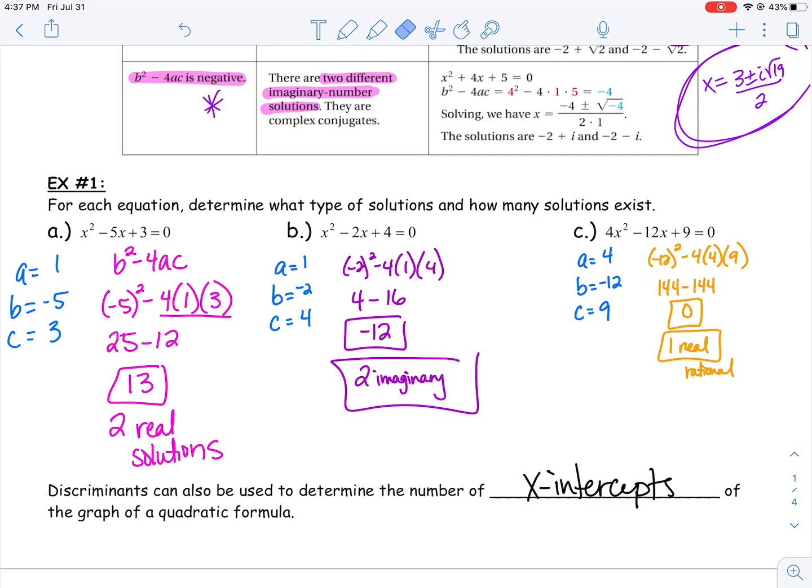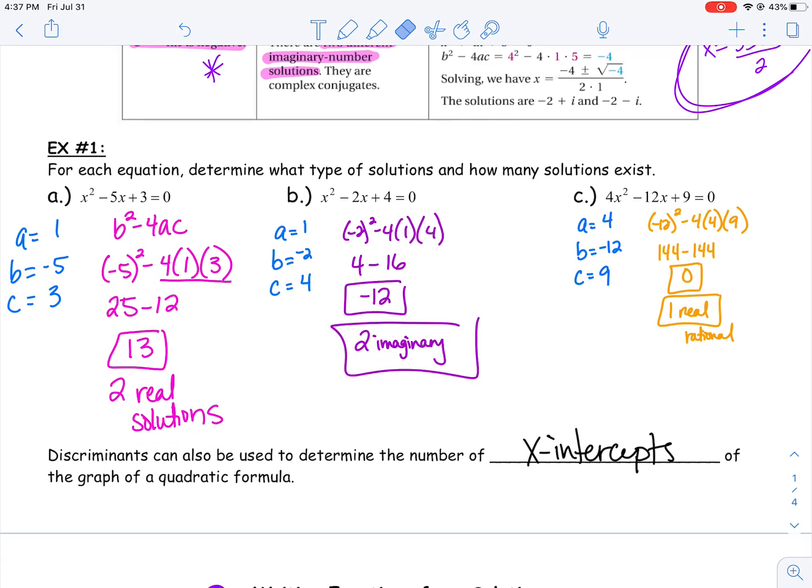Discriminants can also be used to determine the number of x-intercepts of a graph, right? So if I can figure out how many solutions there are, I can figure out how many times it touches the x-axis. So it can touch it twice, it can touch it once, or maybe it doesn't touch it at all.